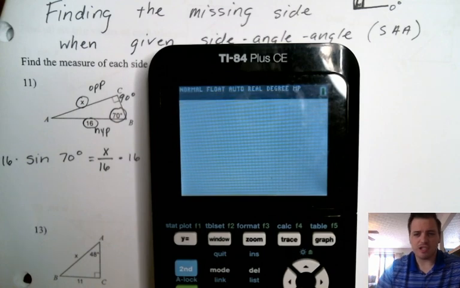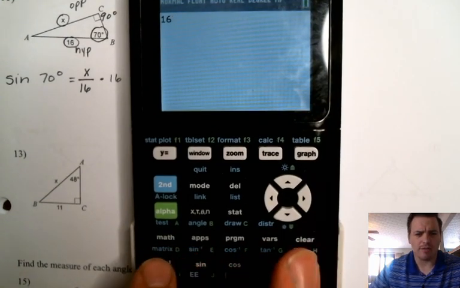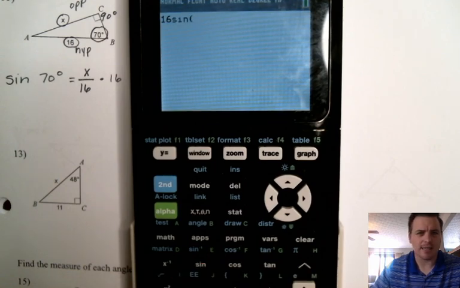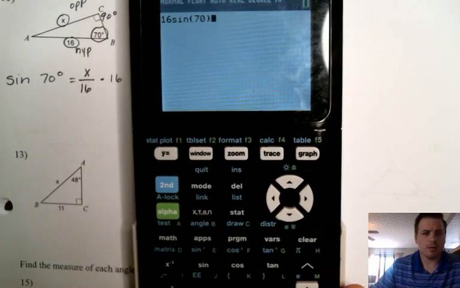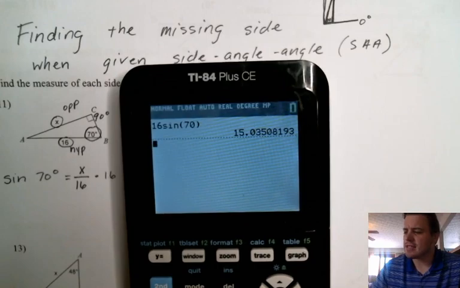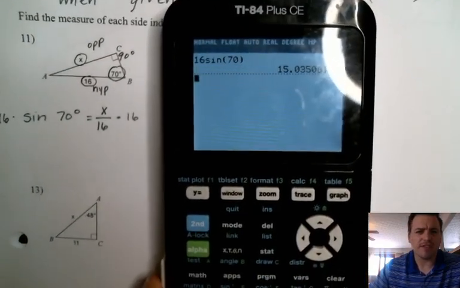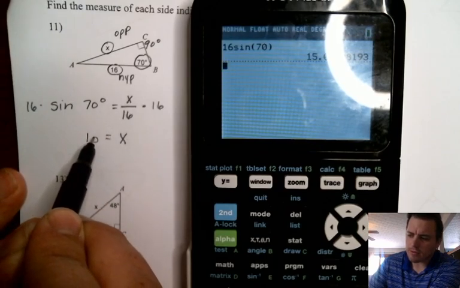Now, we just type it in what we see, guys. 16, and then I'm going to say sine, which is to the right of the inverse. 16 sine of 70. Now, I don't have to put degrees because the calculator knows it's in degree mode. So I don't have to go look for a degree button. I just say 16 sine of 70. I hit enter. I get 15.03. It says round to the nearest tenth, so 15. So x is equal to 15.